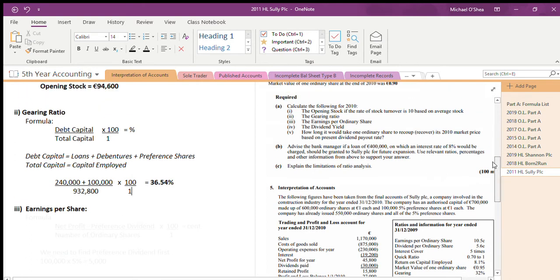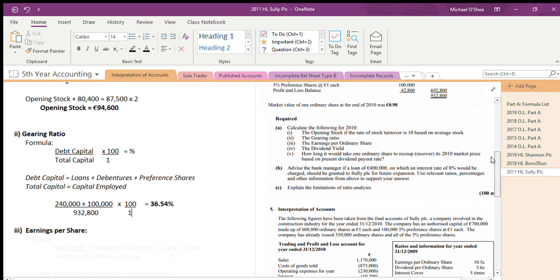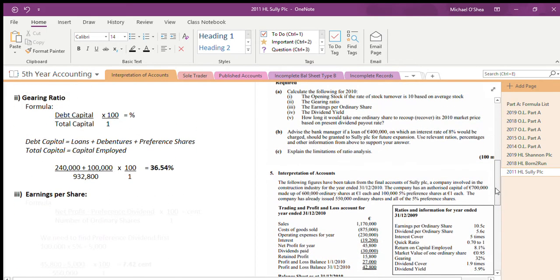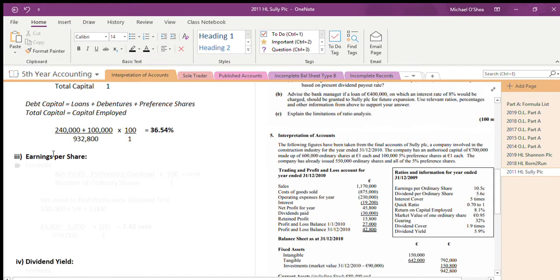36.54%. Again, it doesn't tell you about the decimal places here, but this was 2011. Recently, they've always told you to put it to 2 decimal places, so we'll have it in 2 decimal places. Earnings per ordinary share, EPS.